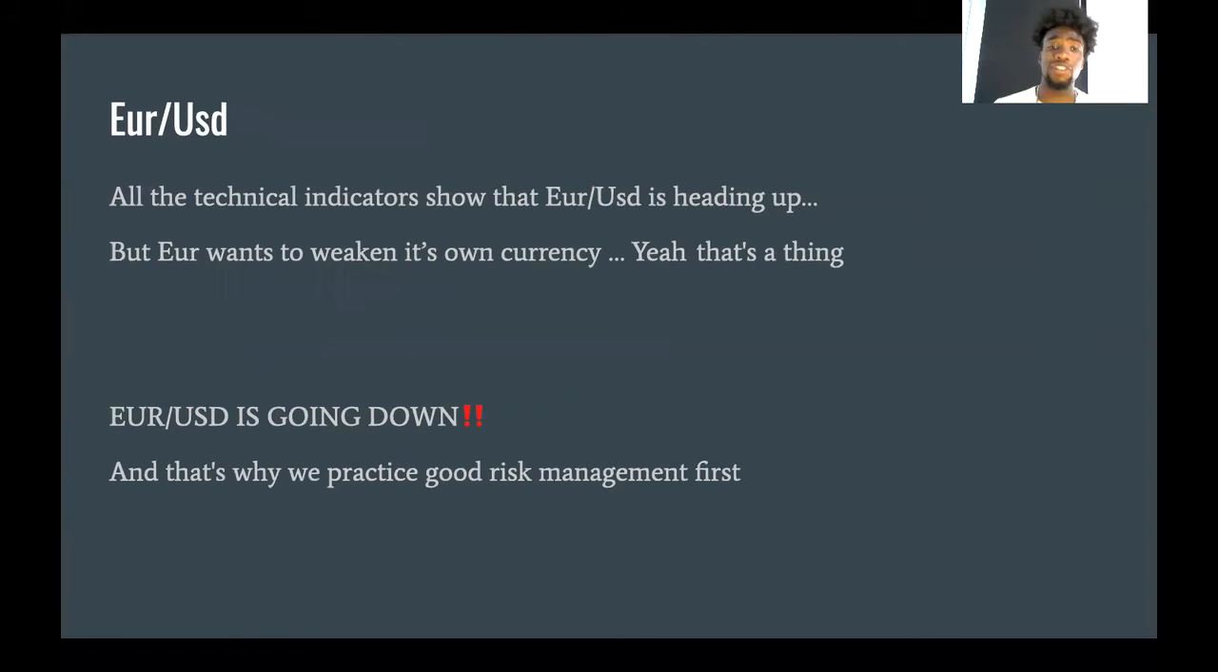So if all your technical indicators show that Euro USD is heading up, you're going to want to buy Euro, right? But if the European economy wants to weaken its own currency, and yes, that is definitely a thing, Euro USD is going to go down. No matter what your technical indicators or fundamental indicators say, if Europe wants to weaken its currency, it can do that. It has the power to do that.